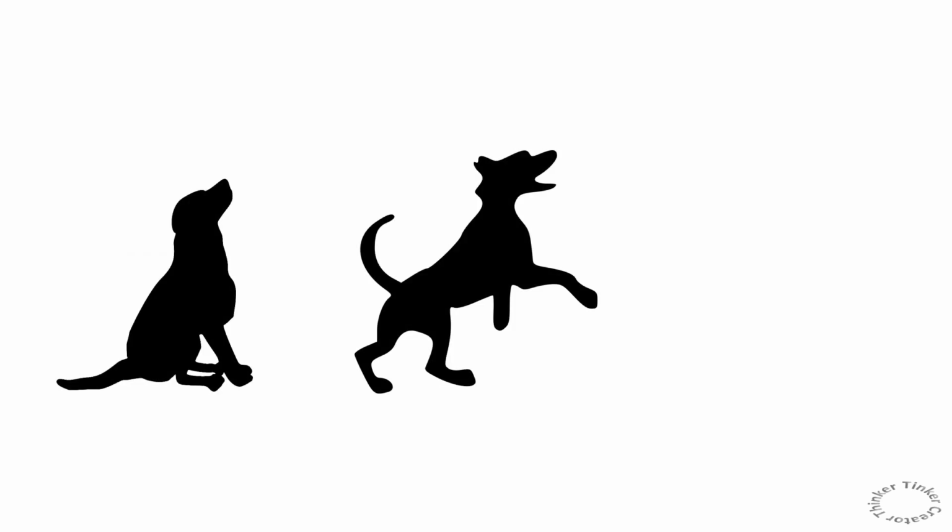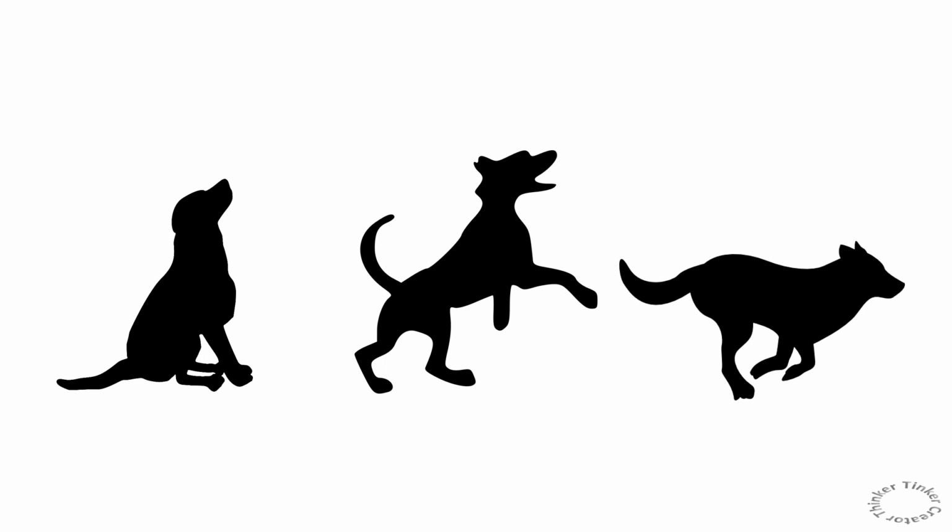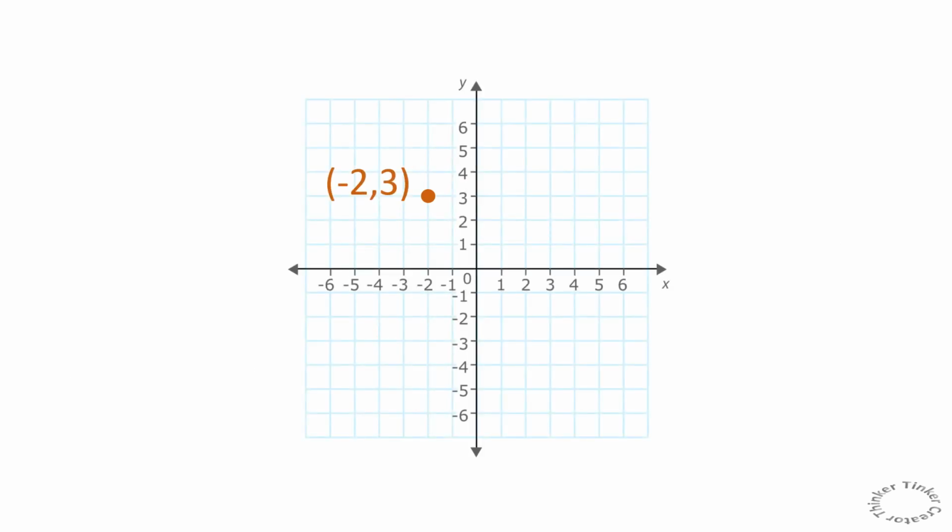A dog can be classified by its breed, color, size, and gender. A dog can sit, bark, and run, among other things. A point is a pair of values on a Cartesian graph. It can be plotted, moved, or joined with another point to form a line.